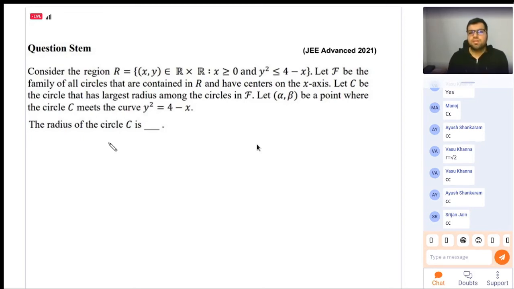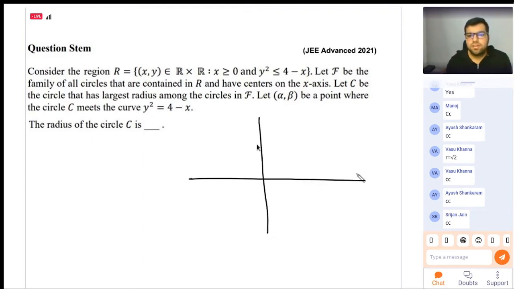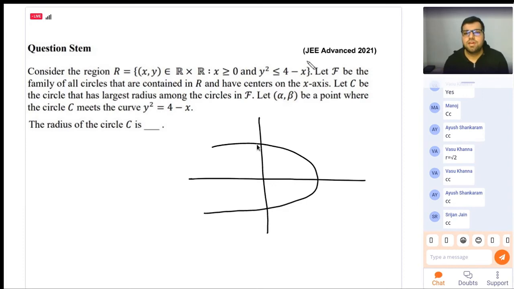So what they do is, they will draw the parabola. Let me draw the parabola. Okay, they will draw the parabola. Say this is y square equals 4 minus x. Great. And then they will say, okay, I have to find a circle whose center lies on the x-axis, and I have to make it of the largest radius. So let the circle's center be a comma 0. Okay. And then I have to draw it such that it touches the parabola.